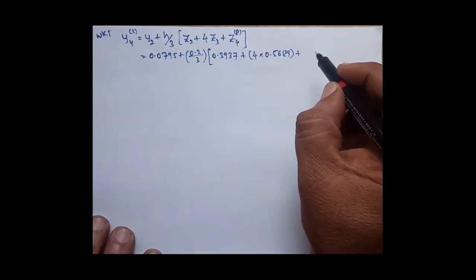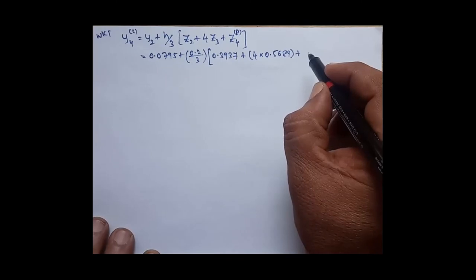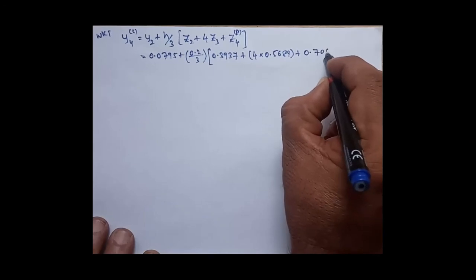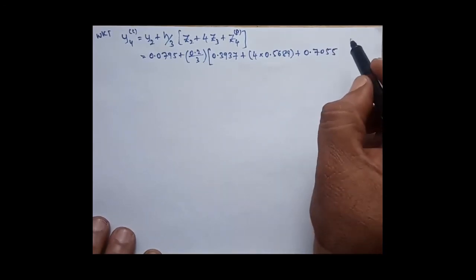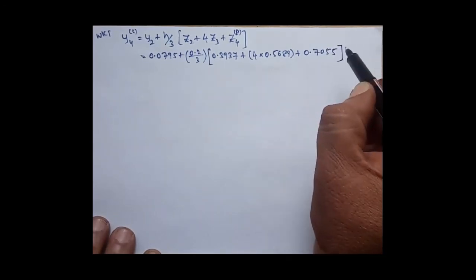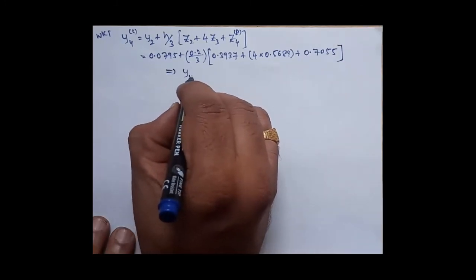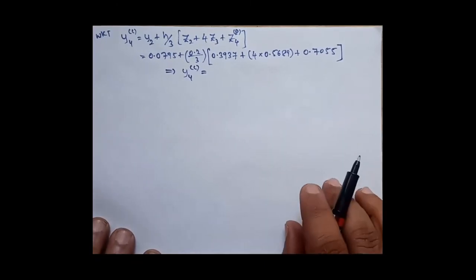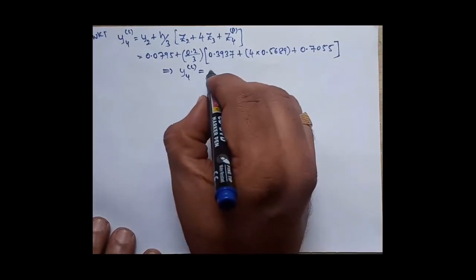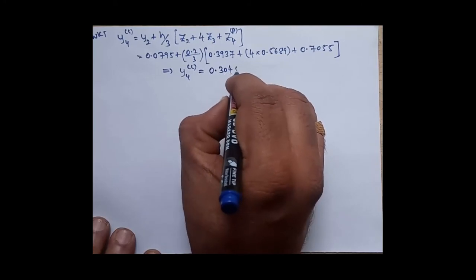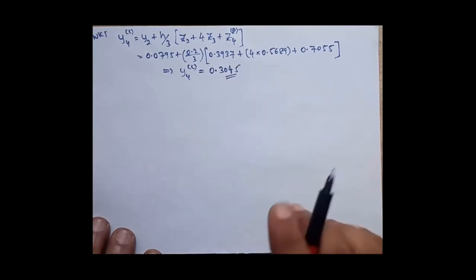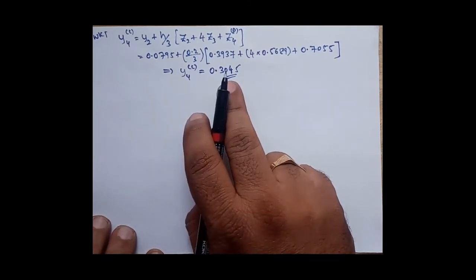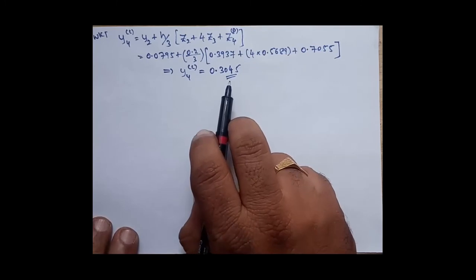It is 0.7055. This is the predicted value for z we got. So let us use that. Simplify this, and we get y4c, the corrected value. The corrected value here is 0.3045. You can observe that the predicted value is 0.3049 and the corrected value is 0.3045.